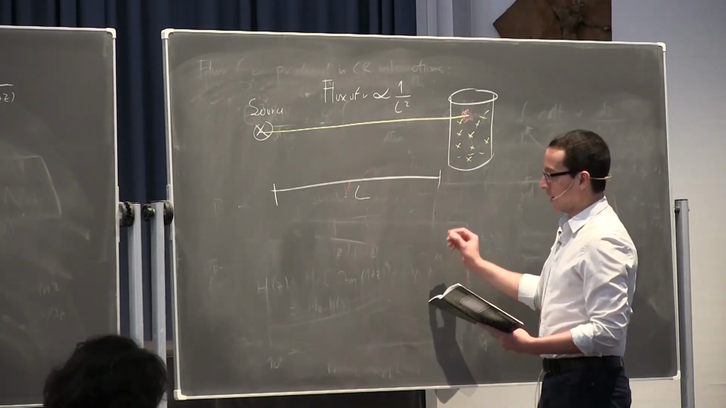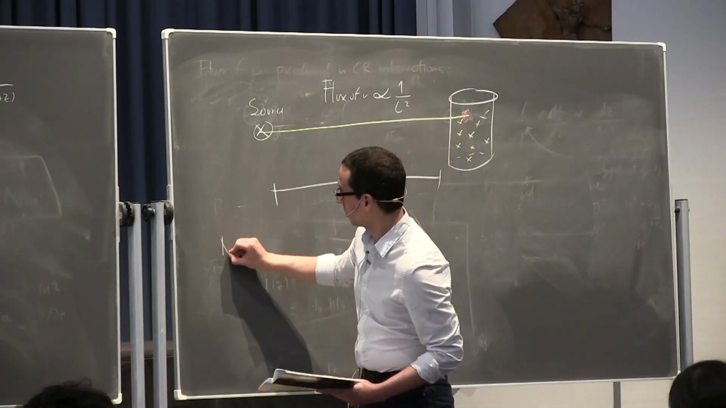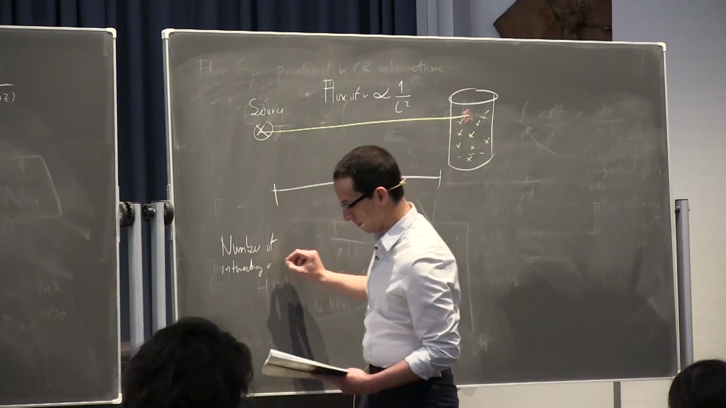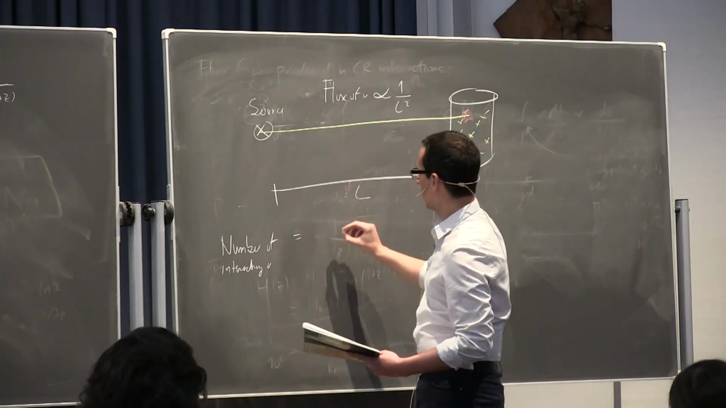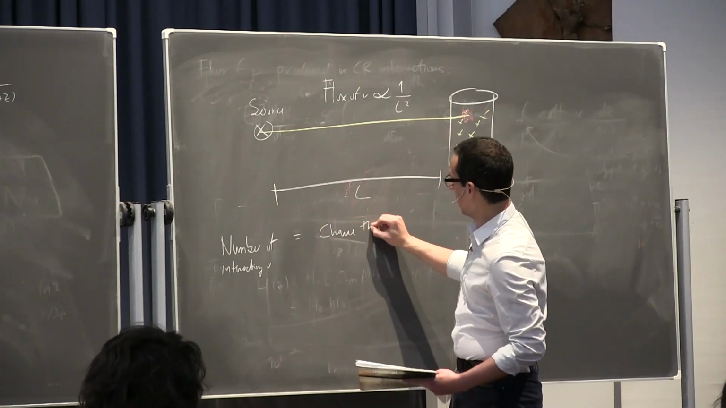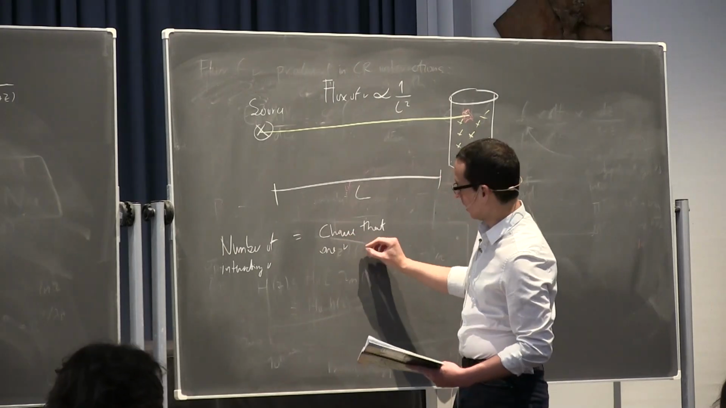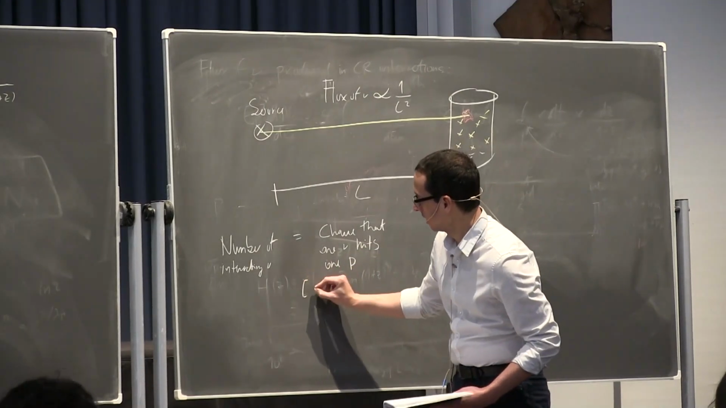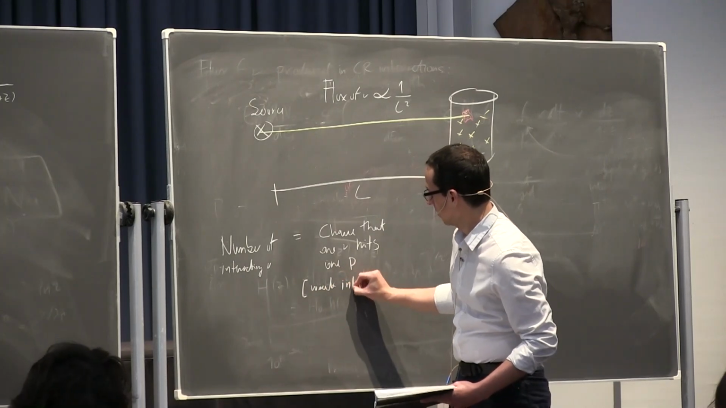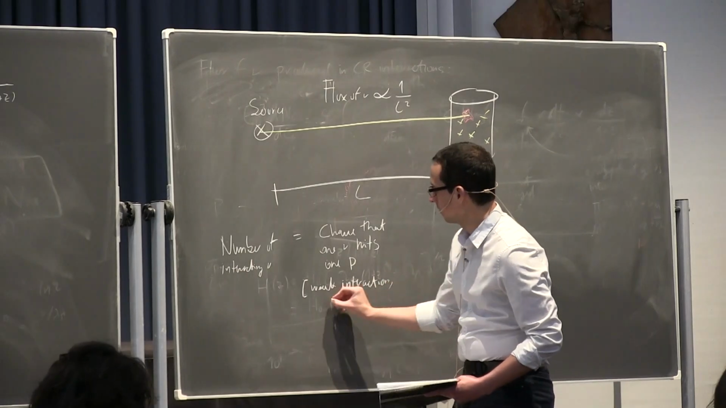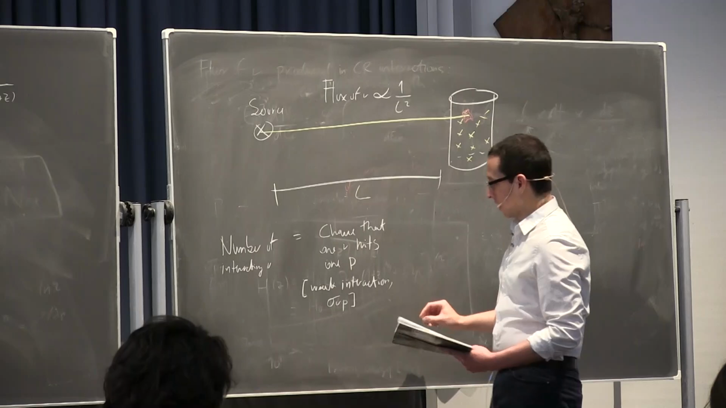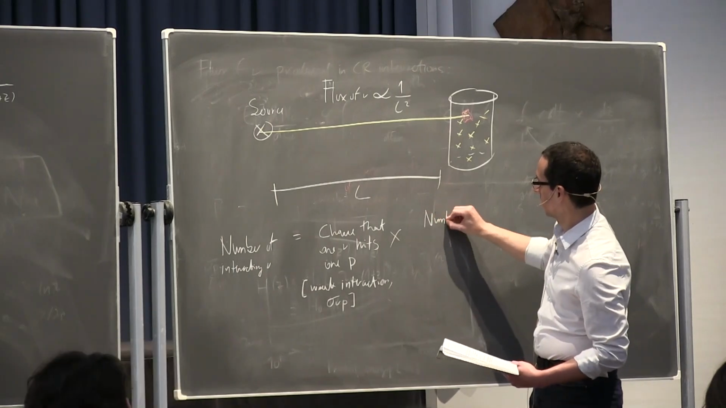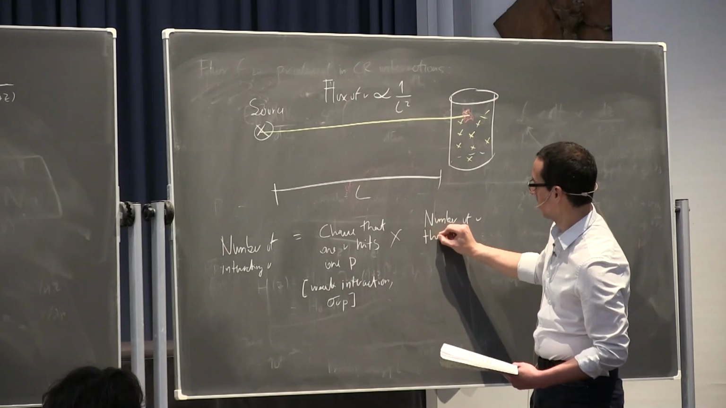So the number of interacting neutrinos is equal to, I'm going to write it in words, the chance that one neutrino hits one proton, and that is fixed by nature, so that is weak interactions. That's just the cross-section of neutrino-proton interactions, times the number of neutrinos that hit the tank, sorry, that reach the tank.